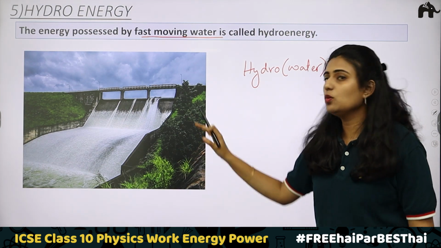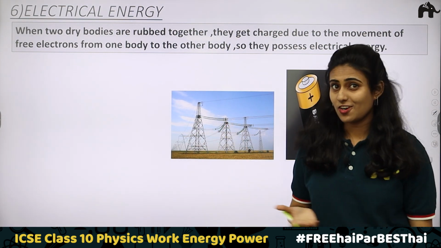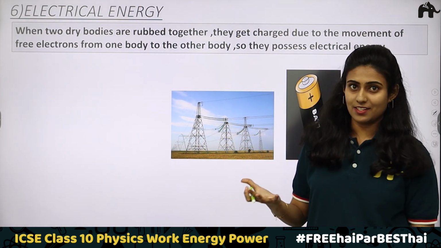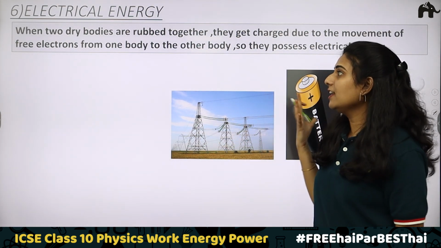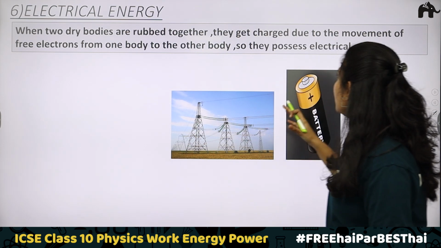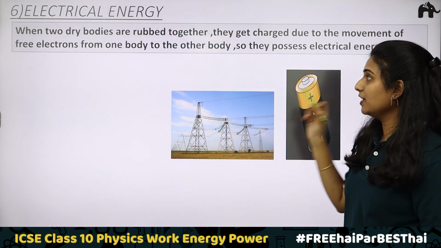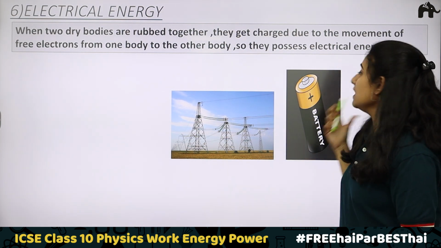Energy that is related to water. The next one is electrical energy. We are all familiar with electrons. We know what charges are. Energy that is related to charges and electrons is called electrical energy. When two bodies are rubbed together, they get charged due to the movement of free electrons from one body to the other body. So they possess electrical energy.